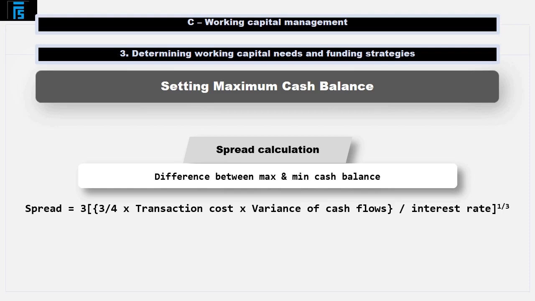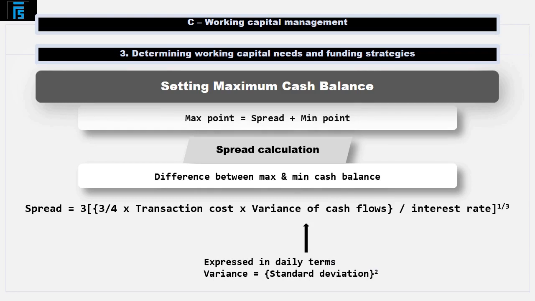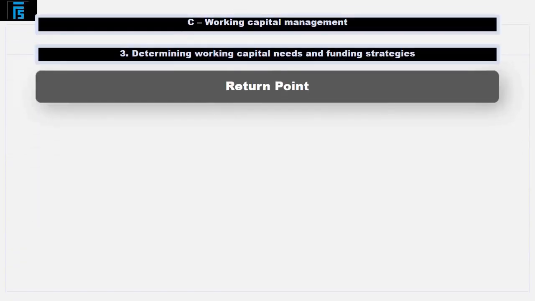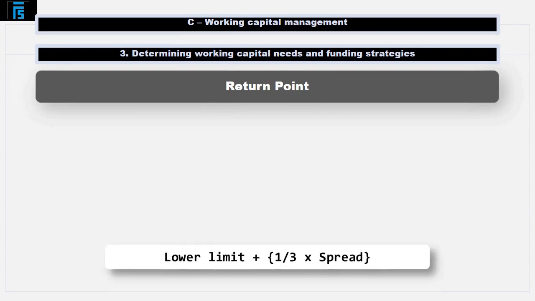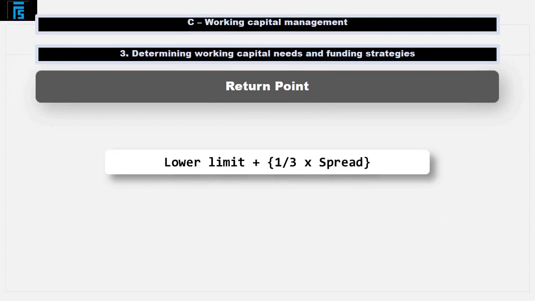This formula requires variance of cash flows. These should be in daily terms. What is variance? It is the standard deviation squared. Once you know the spread, the maximum point is found by adding the spread to the minimum point. What about the ideal cash balance, or the return point? The return point equals the lower limit, and then add that to 1/3 multiplied by the spread. You can see that each point feeds into the next.